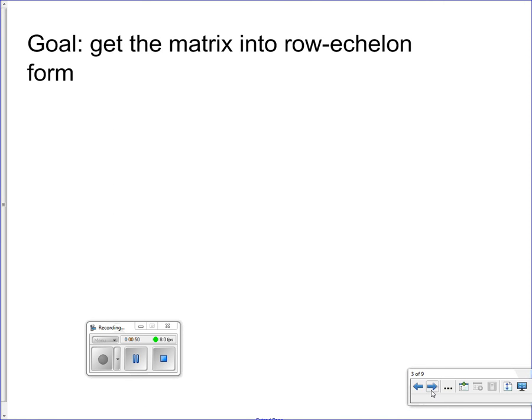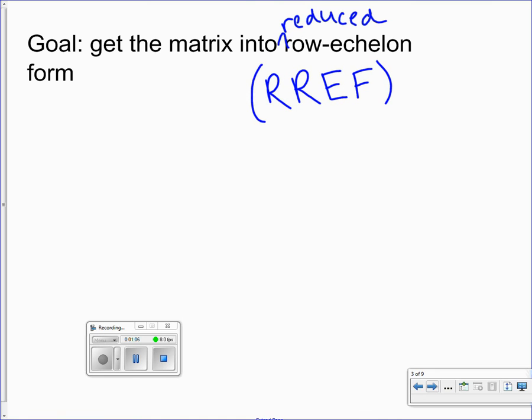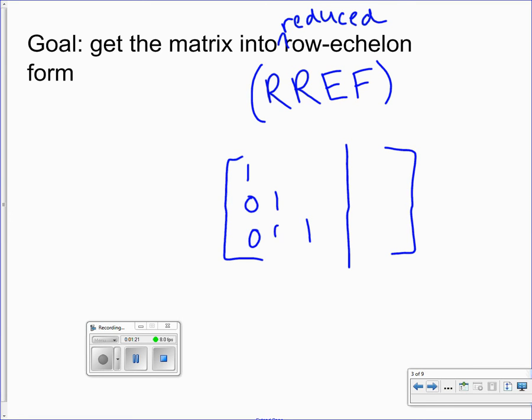So this time, our goal is to get the matrix into what is called reduced row echelon form. Row echelon form was the Gaussian technique. In Gauss-Jordan, we're going for reduced row echelon form, which is abbreviated RREF. And so reduced row echelon form is going to be a 3 by 3 matrix, 3 columns and 3 rows. It's still going to have 1s on the main diagonal. But this time, there will be 0s everywhere else.